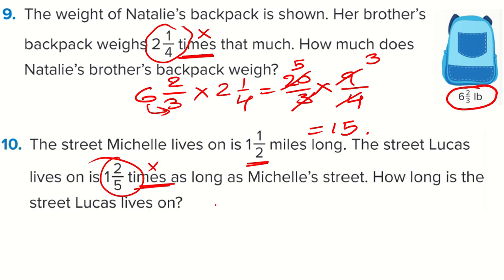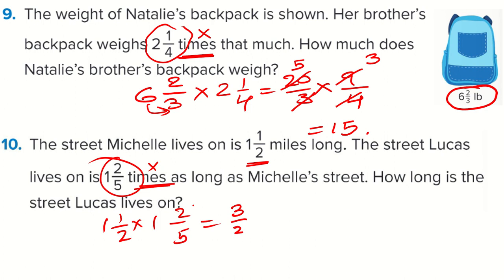Again, you've got the times here. It means 1 and 1 over 2 times 1 and 2 over 5. It means just convert it into improper fractions. So 1 multiply 2, 2, 2 plus 1, 3. Students, I am sure you know how to convert into an improper fraction, okay?